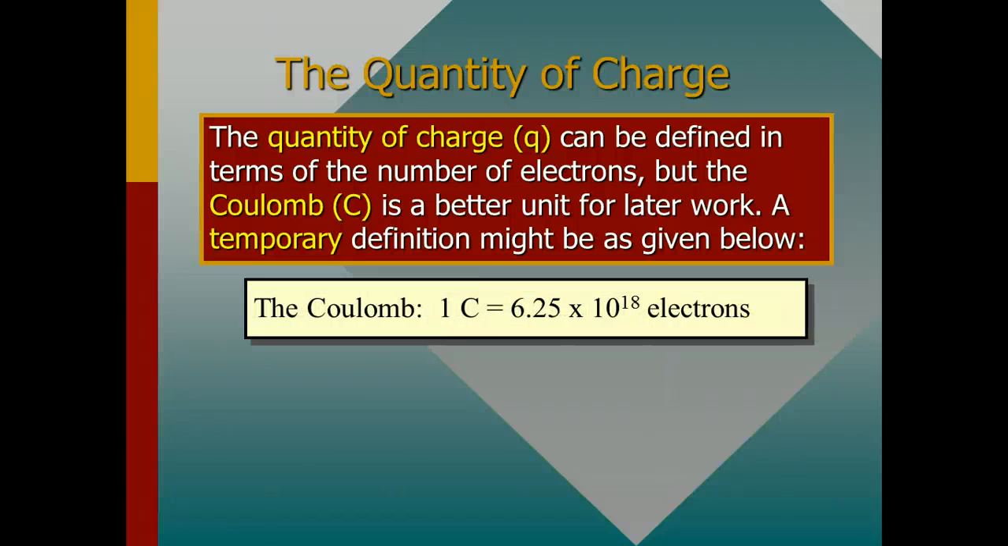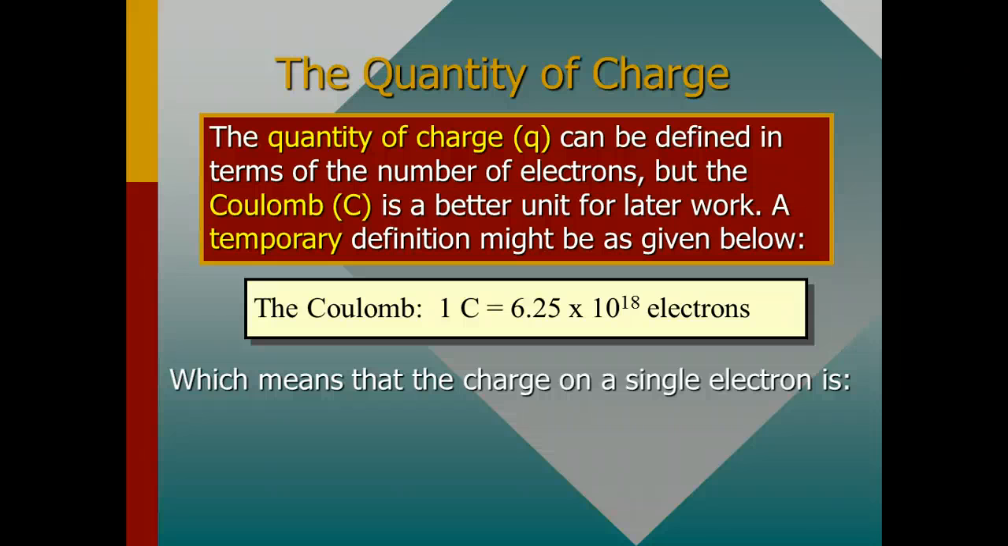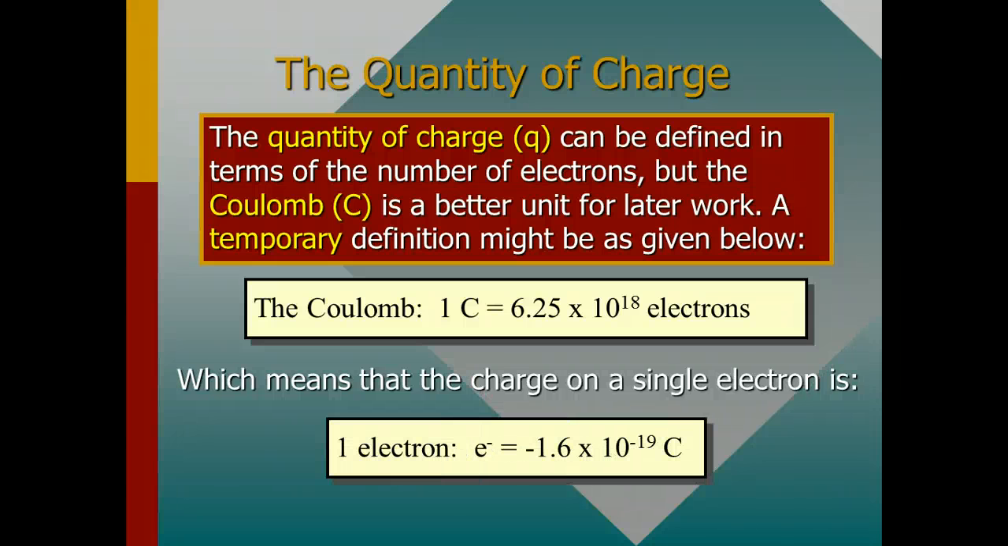And here's how we define it. The Coulomb is the amount of charge that exists in 6.25 times 10 to the 18th electrons. That's a ton of electrons. That's more than a billion. 10 to the 18th electrons. So 6.25 times 10 to the 18th electrons is the number of electrons that exist in 1 Coulomb of charge. Which means that for an individual electron, we have a very small amount of charge: 1.6 times 10 to the negative 19th coulombs.